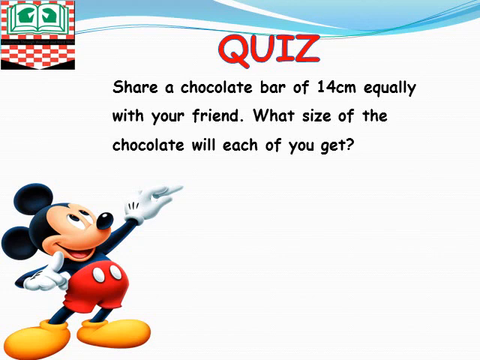Okay. Now, what's the length of the chocolate? You can see it's 14 centimeters. Since you want to share it equally between you and your friend, how many people? 2 people. So what do we do? 14 divided by 2, which gives us 7 centimeters. That means each of you will get a chocolate bar of 7 centimeters. Wow.